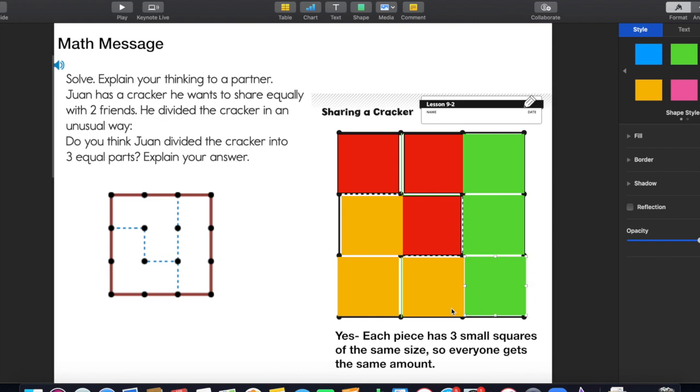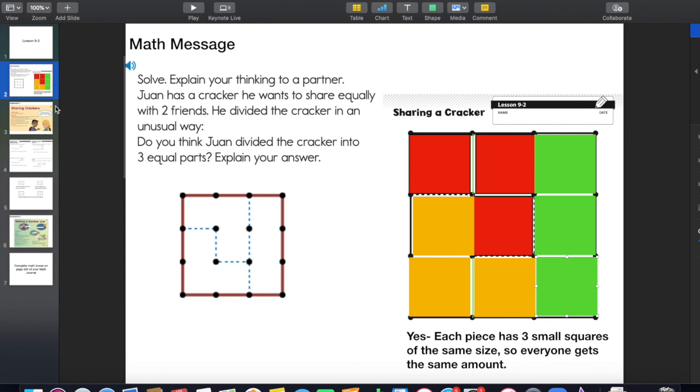So even though the shape of the shares are different, I can tell that each piece is made up of 3 small squares of the same size. And that proves that everyone is getting the same amount. So even though Juan divided up the cracker in an unusual way, each part is equal.